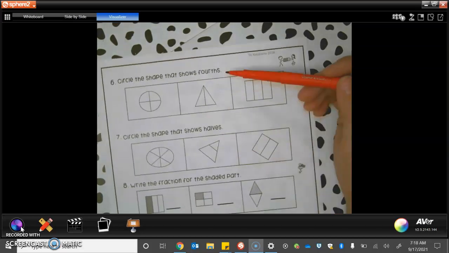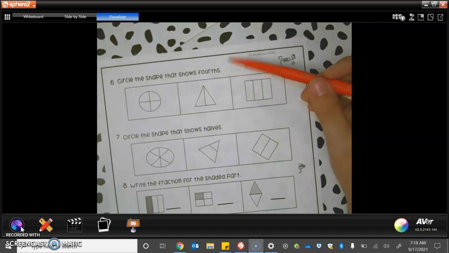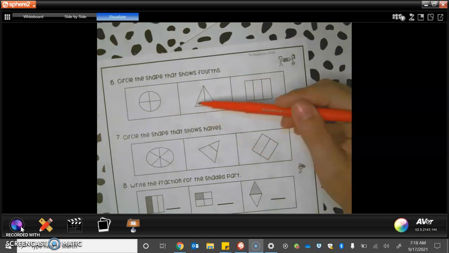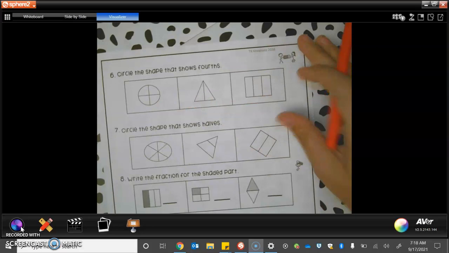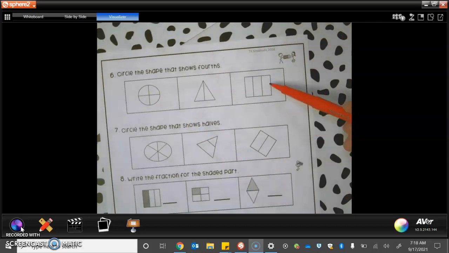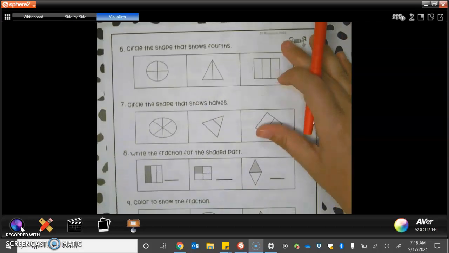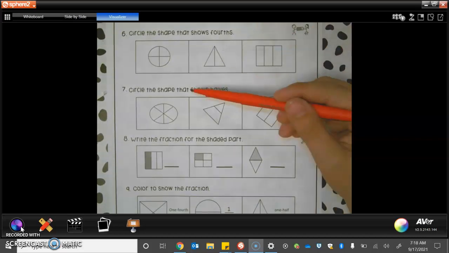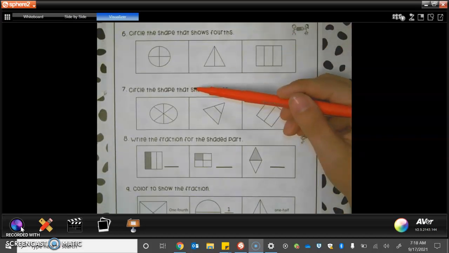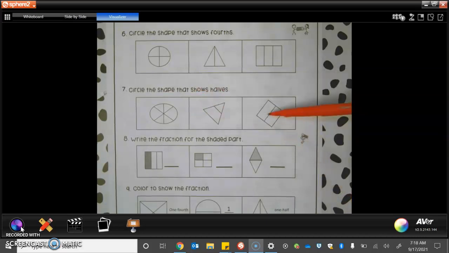Number 6, circle the shape that shows fourths. Which shape shows fourths? Number 7, circle the shape that shows halves. Which one of these shapes shows halves?